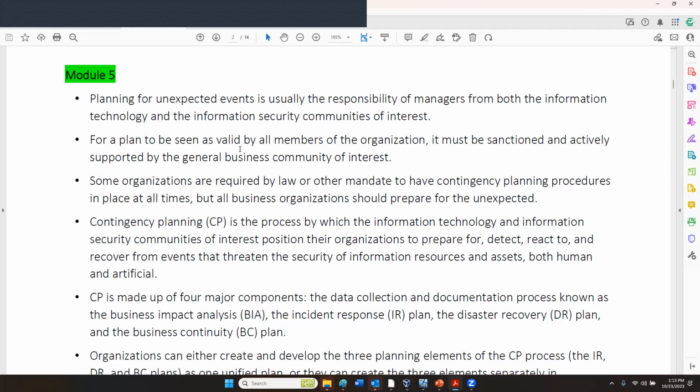So planning for unexpected events is usually the responsibility of managers from the information technology and the information security communities of interest. So it's the cybersecurity folks and the tech folks. And in order for a plan to be seen as valid by all members of an organization, it must be sanctioned and actively supported by the general business community of interest. So by the stakeholders in that organization, basically.